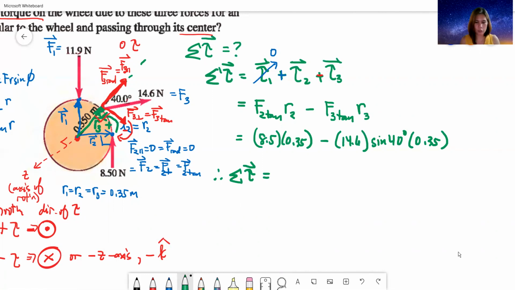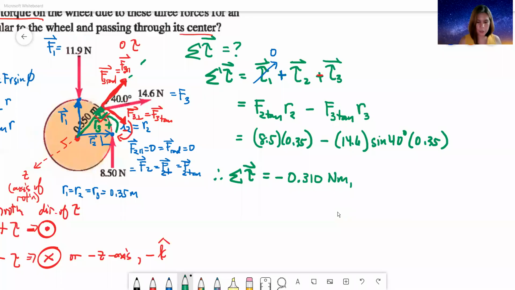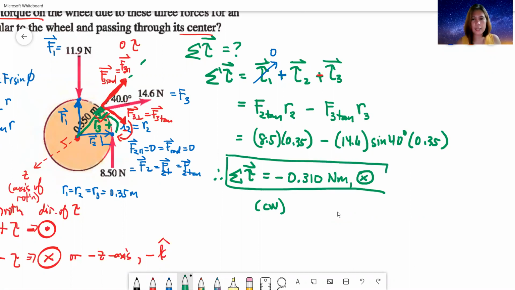Uy, bakit na error? Let me pause for a while kasi okay, so the answer is negative 0.310. So the negative here, it means that the rotation is clockwise. So kung clockwise, the direction of torque is into the plane or away from the observer. Okay, so this is now our final answer.